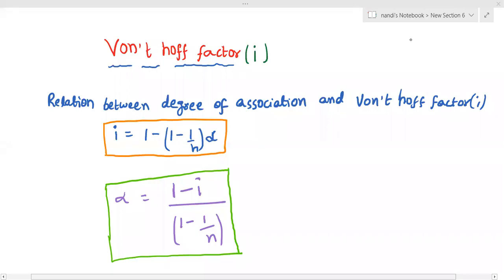Van't Hoff factor is one of the important concepts. In my previous video I discussed the Van't Hoff factor for dissociation and what it is used for. Now in this video I am going to discuss the Van't Hoff factor for association. Again, I'm going to give a little introduction about the Van't Hoff factor.